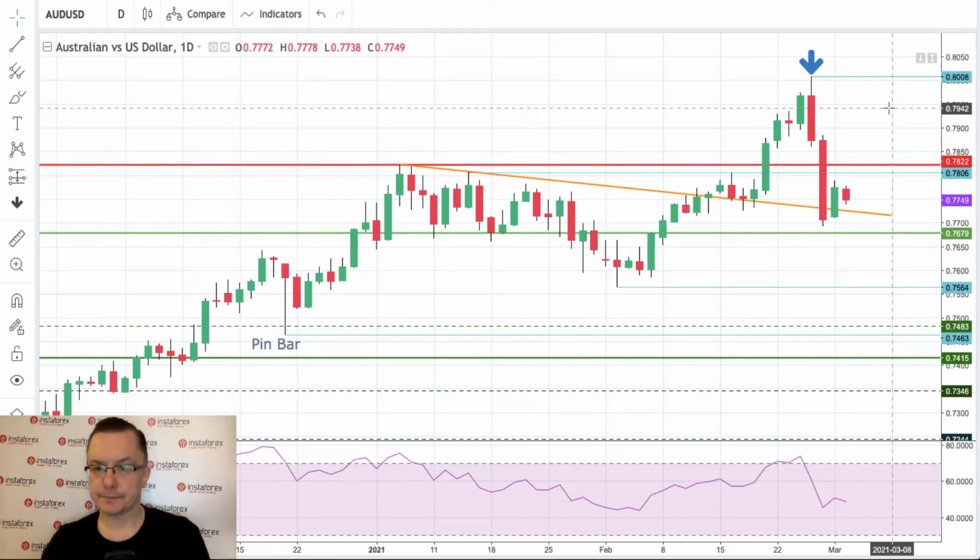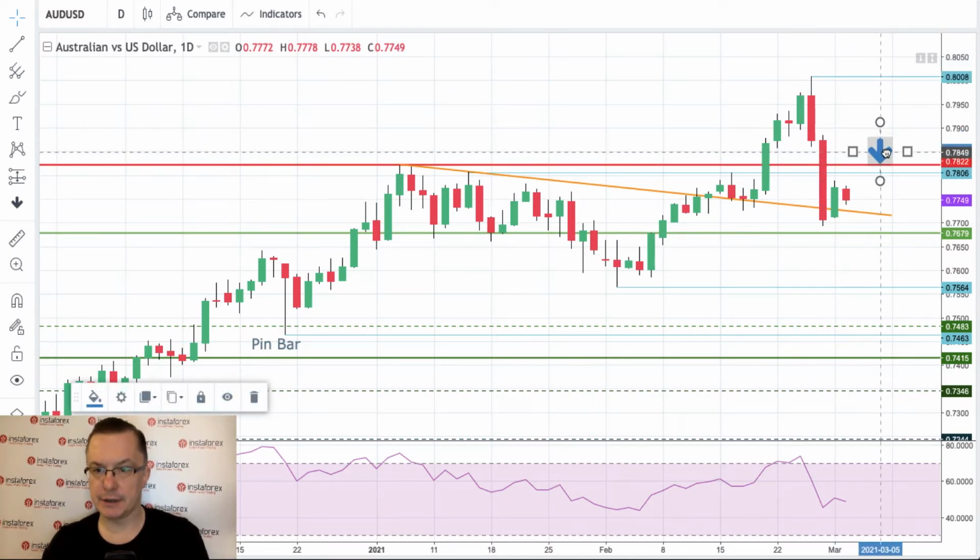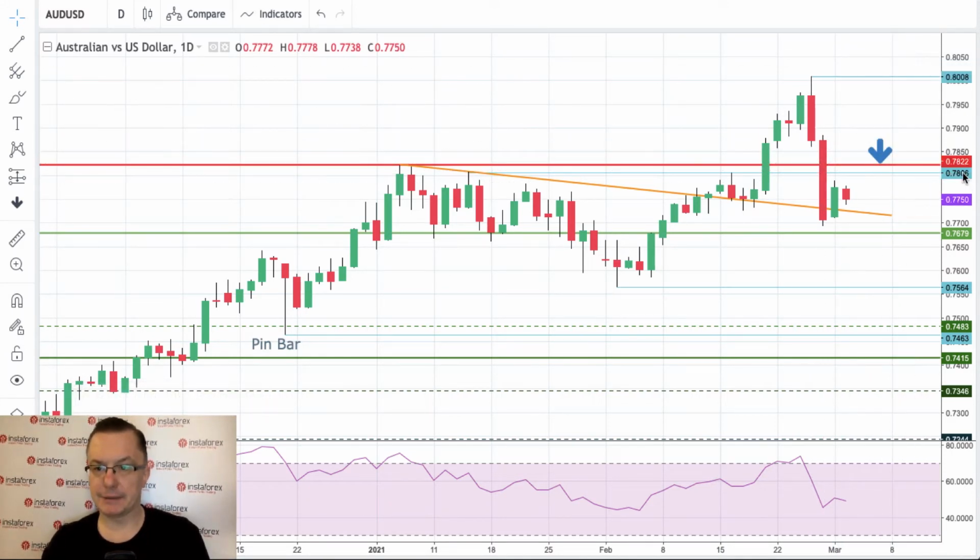So right now this is our key technical level. Please keep an eye on 7,822.24. If this level is violated, that would likely mean we are going back towards the 8,000 pips level again. On the other hand, any breakout below 7,679 opens the road towards the lows of this 2nd of February 2021 at 7,564.